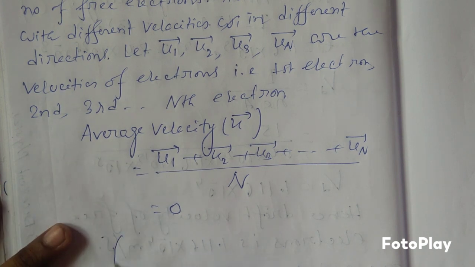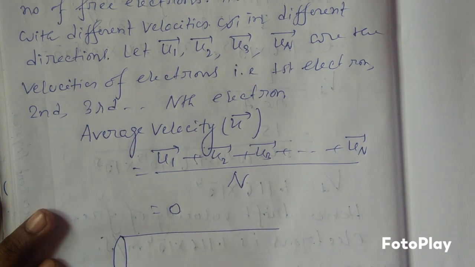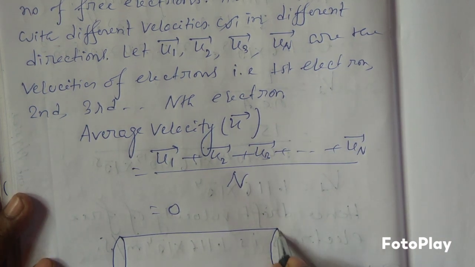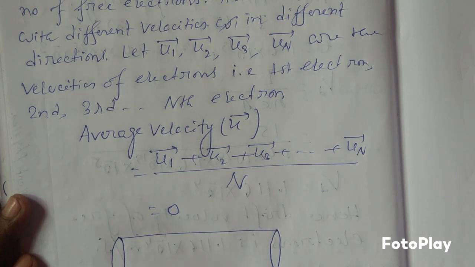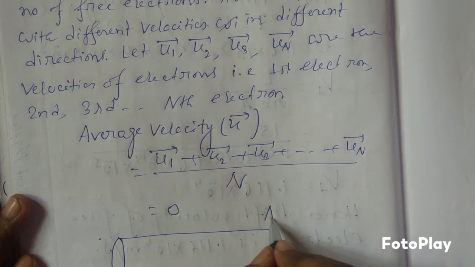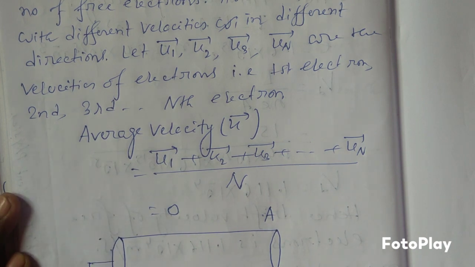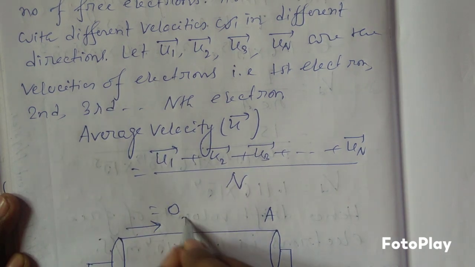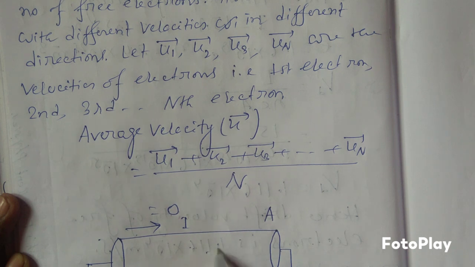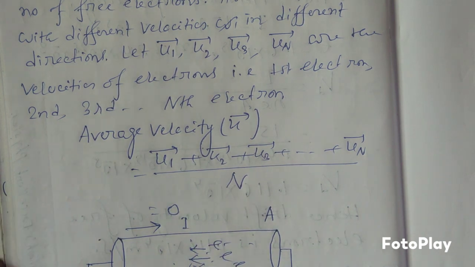So if I draw a conductor, this is the length of the conductor and A is the area. A potential difference V is applied in such a way that here is plus and here is minus, and current flows in this direction. A lot of free electrons are moving from this side to this side. This is the direction of the electrons.